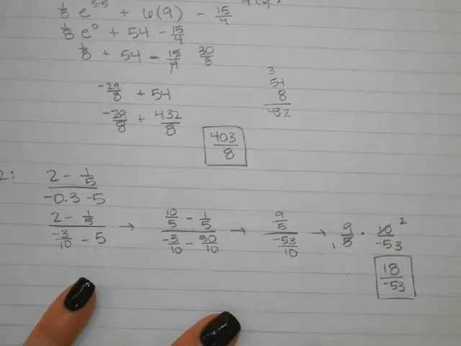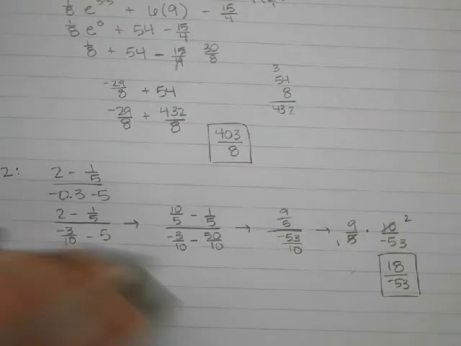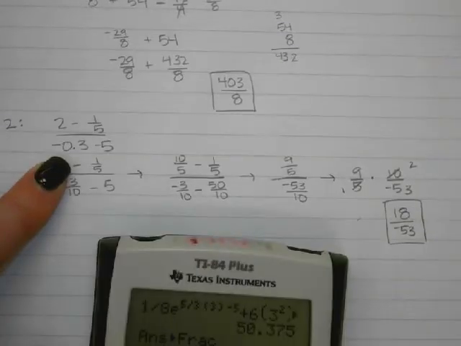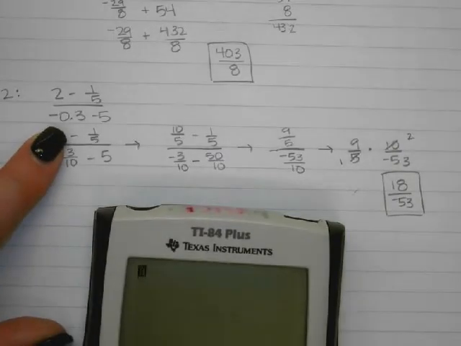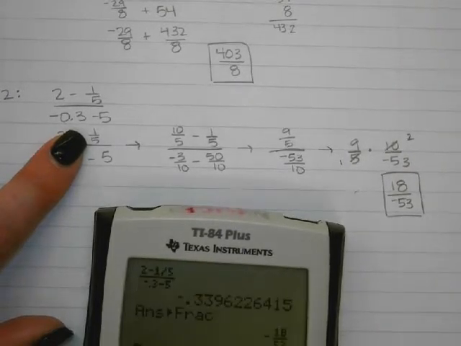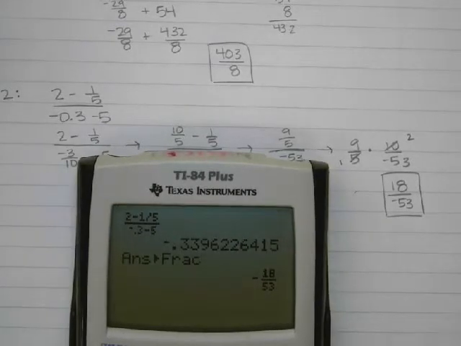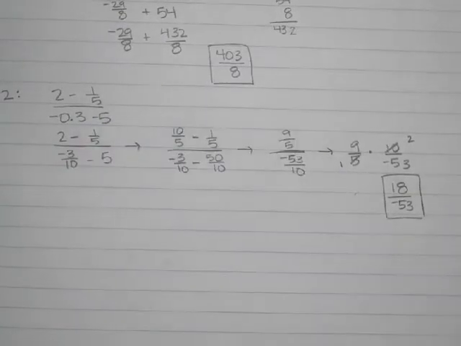When you're writing a negative fraction, you can leave the negative on the bottom, you can move it to the front, you can move it to the top. It does not matter. So again, I'm going to check my answer. Negative 18 over 53. Perfect. All right. And then one last example for you.